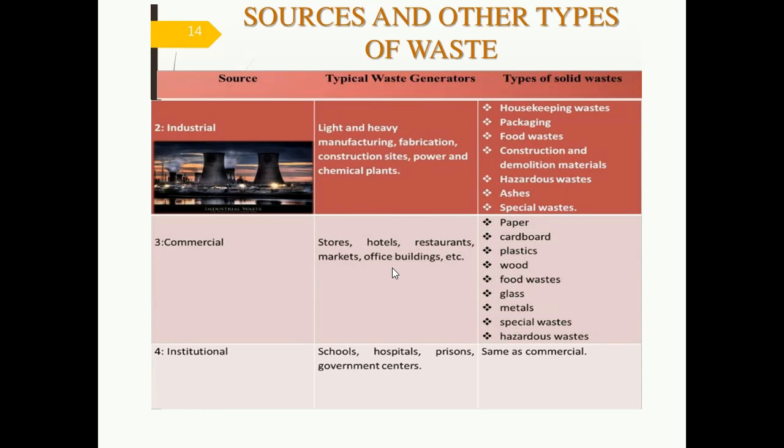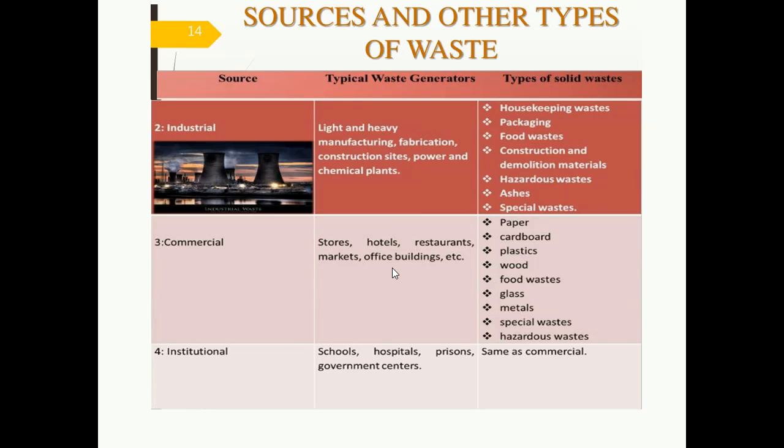Next one, commercial sources. Here the source is the commercial source. Typical waste generators are stores, hotels, restaurants, markets, office buildings. Types of solid waste are paper, cardboard, plastic, wood, food waste, glass, metals, special waste, hazardous waste. These are the commercial waste. We observe the commercial source has types of solid materials such as paper, cardboard, plastics.